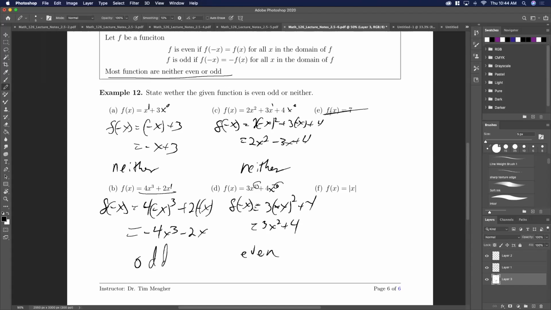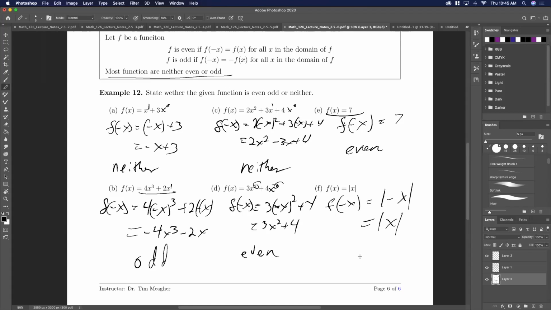How about E? Is this even or is this odd? It's even. In this case, it's even because if I plug in minus x everywhere I see an x, it's still going to give me just 7, which is the same function, so it's even. And what is this one? If I plug in minus x into this, this one's also even, because this is just the same as f of x. It doesn't matter.